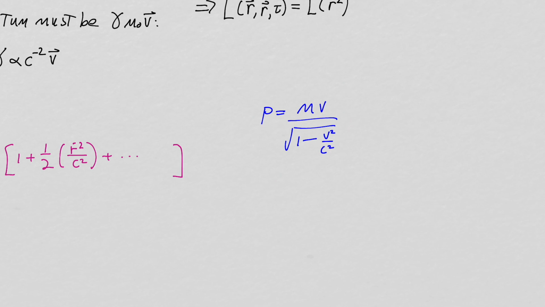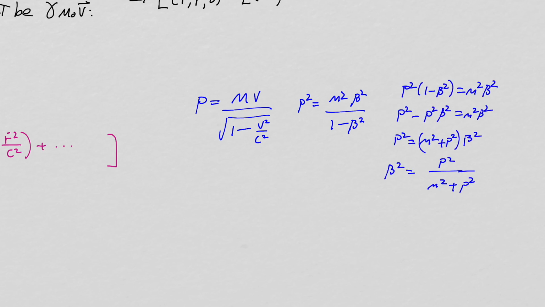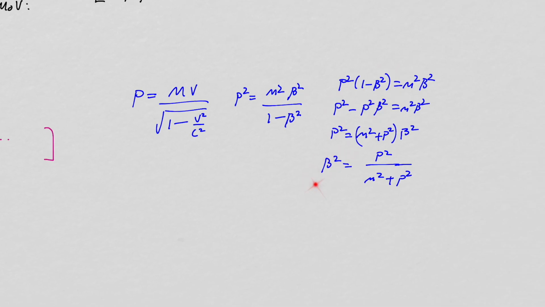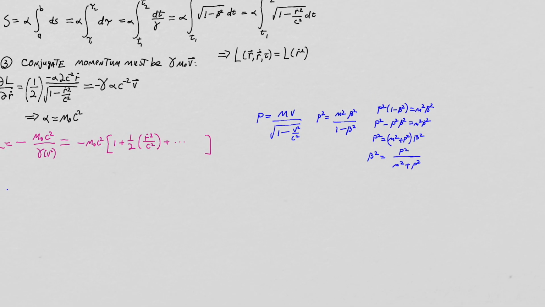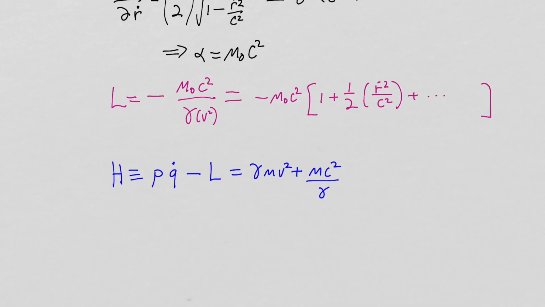If we fool around with this a little bit, we get that p squared equals m squared beta squared. If I turn c squared into 1, then v ultimately has to go to beta, and then this is literally beta squared. And then I did some calculation here, and I figured out that beta squared is p squared over m squared plus p squared, in units where c squared equals 1. And the reason that's important is because I can write the Hamiltonian of the system.